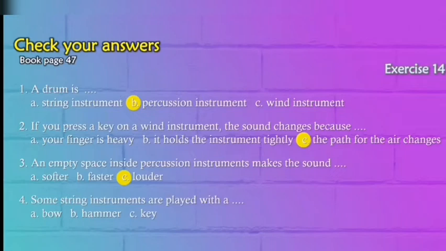Next, number 4 here. Some string instruments are played with a bow, hammer, or key. Okay, this is also quite easy, yeah? Since we know that hammer and key are used in piano, and piano is a percussion instrument, the answer would be bow. And it is used in violin, right? Violin is a string instrument, so it is using a bow, right?